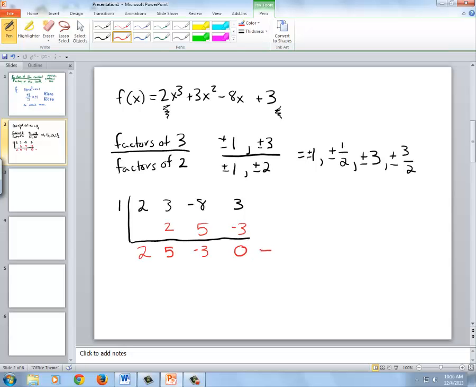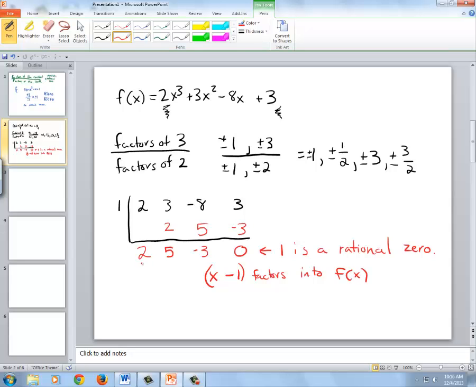So if the remainder is 0, then 1 is a rational 0. Which means that x minus 1 factors into the polynomial up there, factors into f of x.